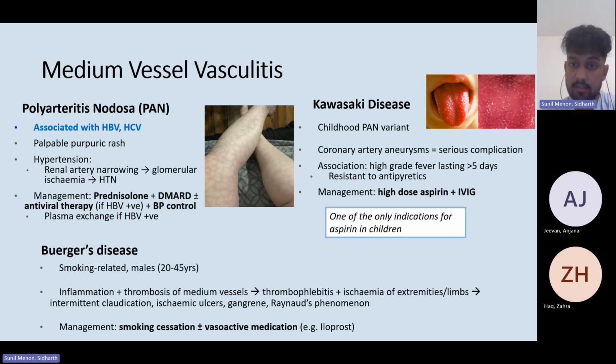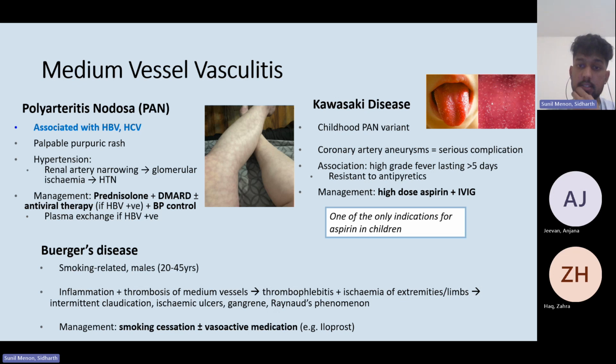Management is high-dose aspirin. It's one of the few times you give aspirin in children. Otherwise, there's a risk of Reye syndrome, which causes liver and brain damage in children. You can also give IV immunoglobulins, and you do an echocardiogram as well, which you use to test for coronary artery aneurysms.